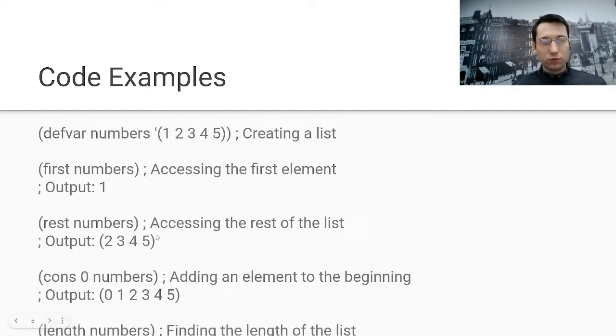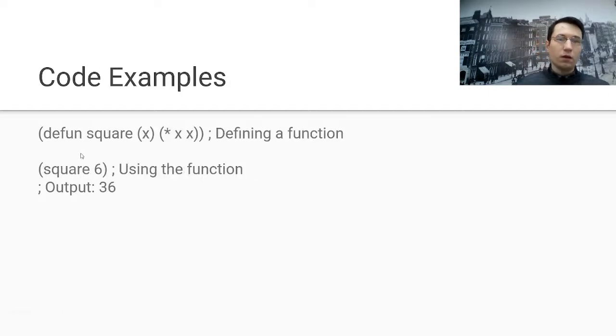We can do the following operation, adding an element to the beginning. For example, cons 0 to numbers. We can find the length, and also we can define a square function to get the power of 2 for any argument. For example, square of 6 is obviously 36.